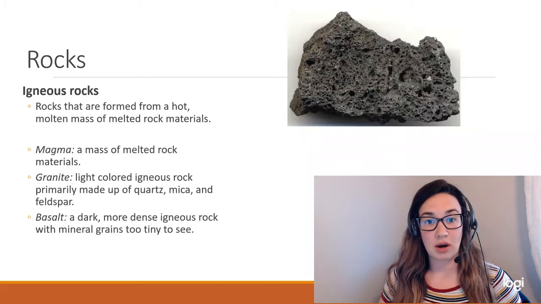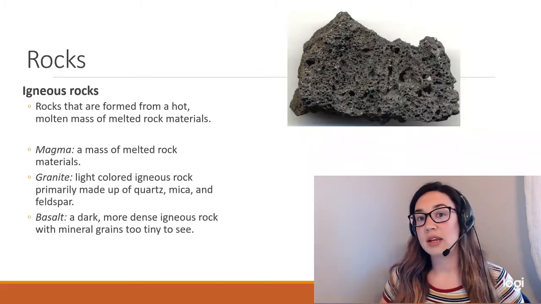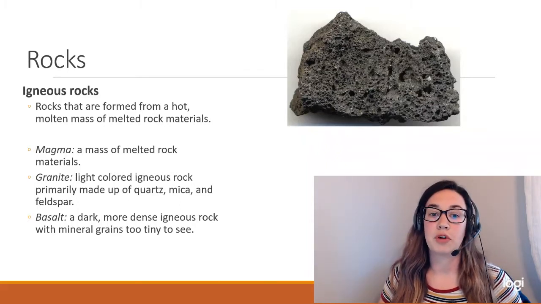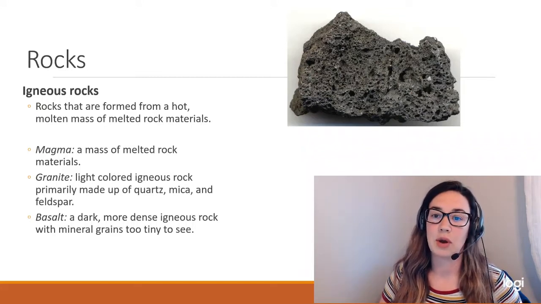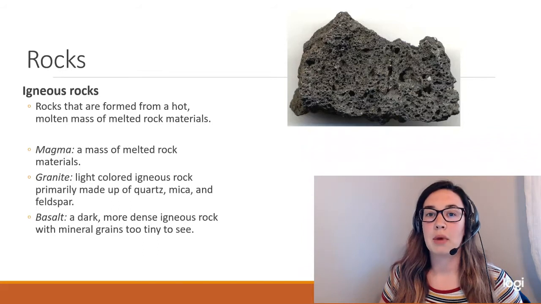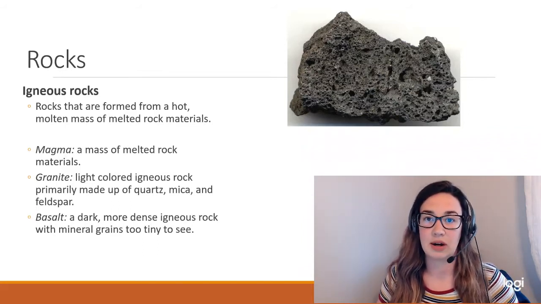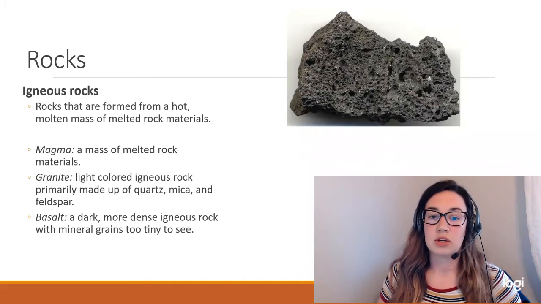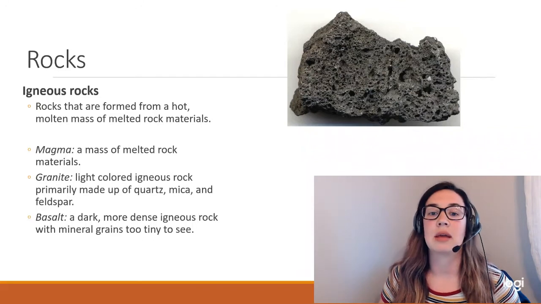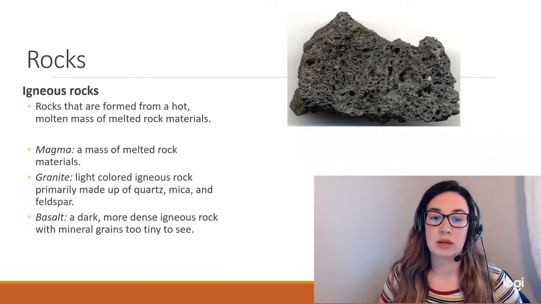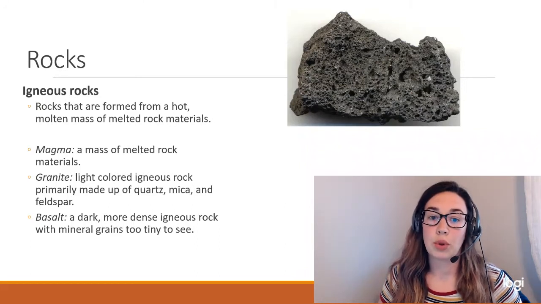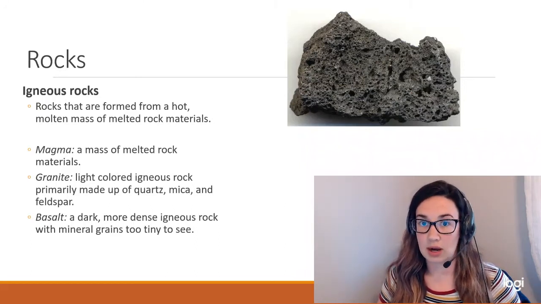So I mentioned our igneous rocks. Our igneous rocks are formed from a hot molten mass of melted rock materials. So any sort of magma or volcanic action that's happening, this is where we're going to typically see our igneous rocks. I just mentioned the word magma. So what is magma? That is basically a mass of melted rock materials. It's pretty hot, it's molten, and eventually it will cool in order to form an igneous rock.